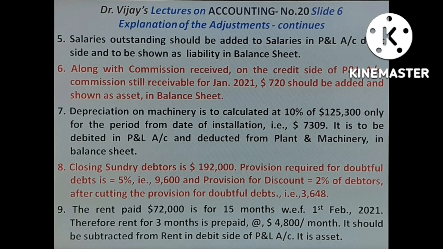Now, ninth adjustment, rent paid 72,000 is for 15 months with effect from 1st February 2021. Therefore, rent for 3 months is prepaid. The 3 months beyond 31st January 2021, that is prepaid. That is 4,800 per month. So it should be subtracted from rent in the debit side of profit loss account. It should be shown as asset in the balance sheet.